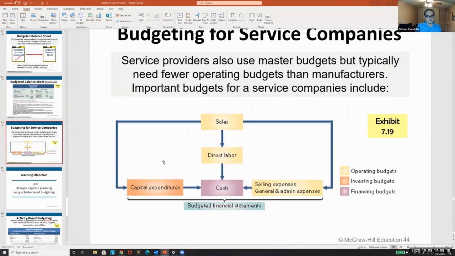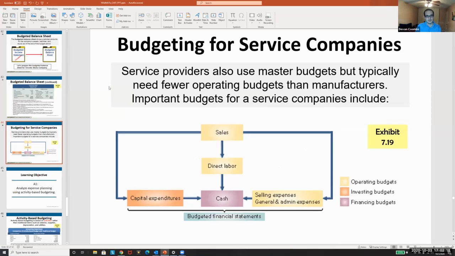Budgeting for service companies. Service providers also use master budgets, right? Service companies, I love service companies because they're much more simple in a lot of regards. There's other complexities like hiring talented people. That's the challenging part of a service company, and proving your talent to the world and making sure you beat out your competition.